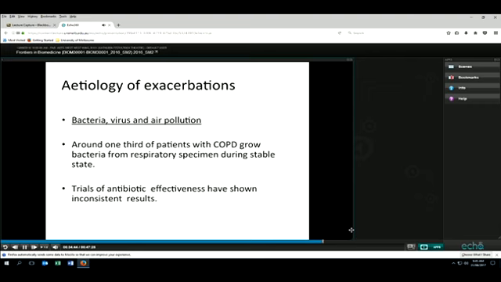So exacerbations, when we see them, certainly in the clinic and in the hospitals, can be due to either bacteria, viruses or airborne irritants.